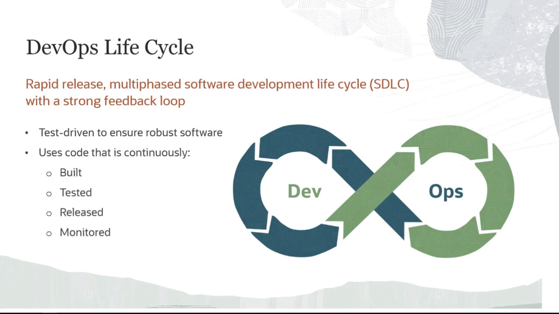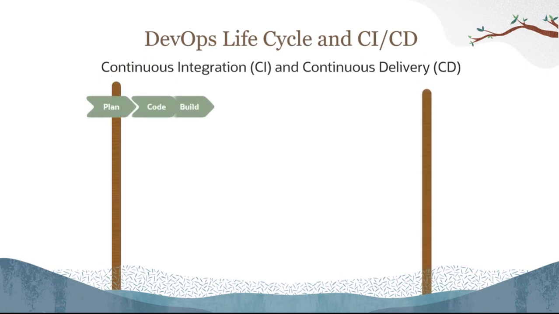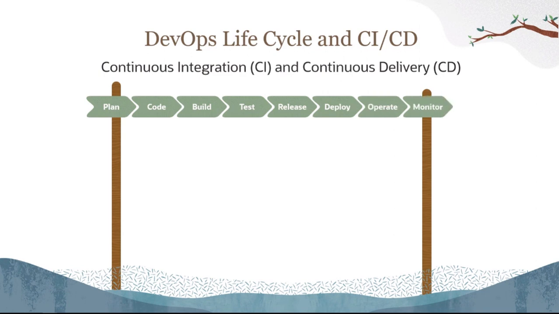Now let's have a look at the lifecycle phases. On the dev side, you have plan, code, build, test, and on the operation side, you have release, deploy, operate, and monitor. So we have defined the DevOps software development lifecycle and its 8 phases. Let's take another view and look at these phases laterally. So the phases are plan, code, build, test, release, deploy, operate, and monitor.